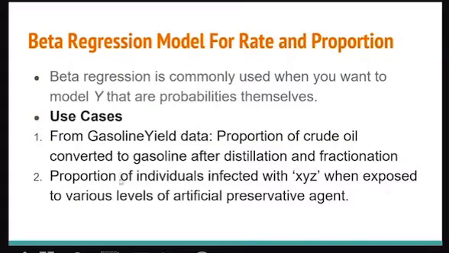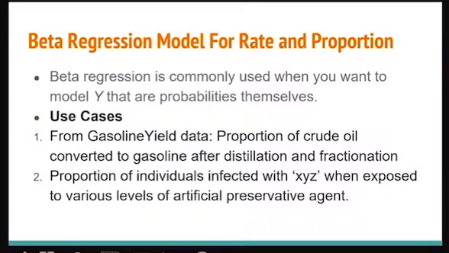Now, another example, apart from the gasoline, is the proportion of individuals infected with XYZ when exposed to various levels of artificial preservative agents. Let me tell you this. With due respect to those who died due to COVID, all of us were exposed to COVID, right? And it is not all of us that fell sick, and not all of us actually died at the end of the day. So this is more or less talking about proportion.